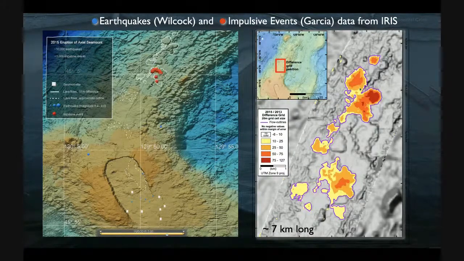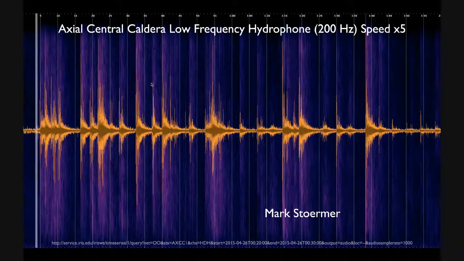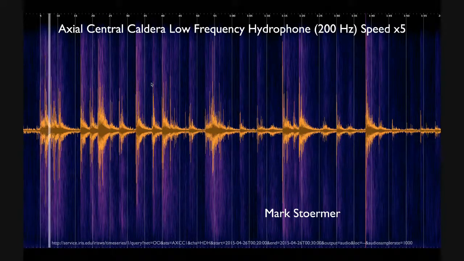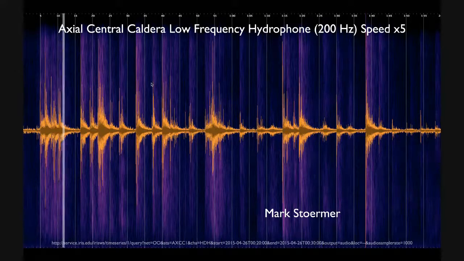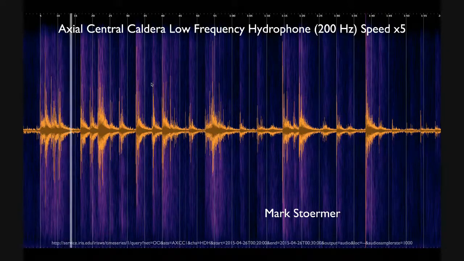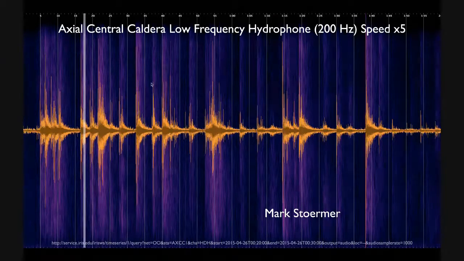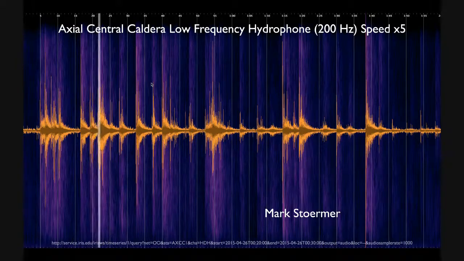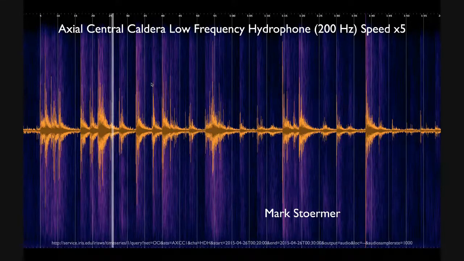And I'm going to show you an example of that coming up right now. So this is the low-frequency hydrophone data that was collected during that eruption in 2015, sped up by 5 times. And this is interpreted as being lava flowing onto the seafloor and being cooled by water and perhaps imploding or releasing gas bubbles.